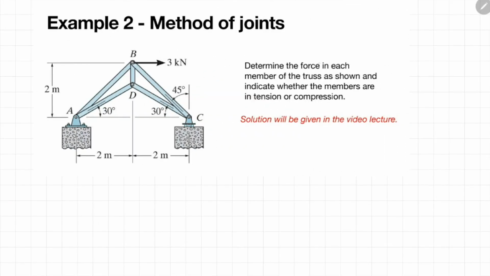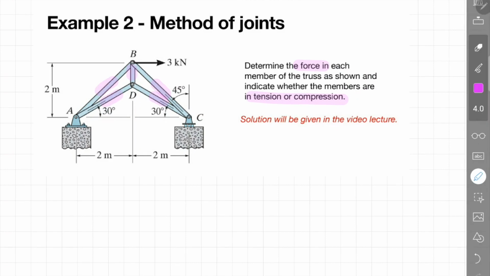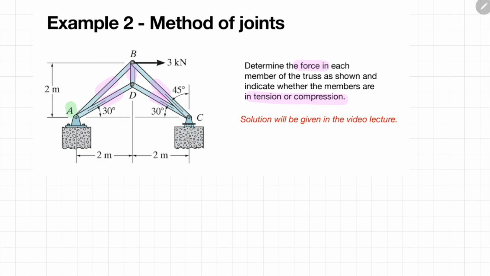Okay, in this second example, again, you have to find the force in each member of the truss, and then you have to decide the state of each member, whether it is in tension or compression. So looking at this truss structure, there are 1, 2, 3, 4, 5 members, and also there are 1, 2, 3, 4 joints interconnecting all those truss members.